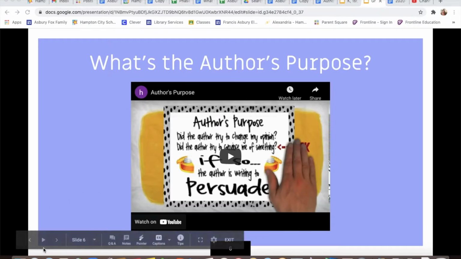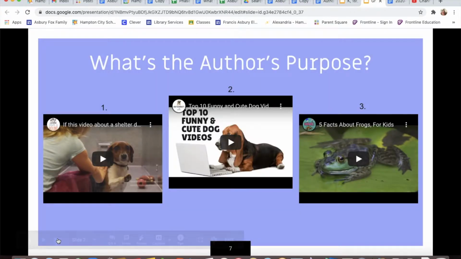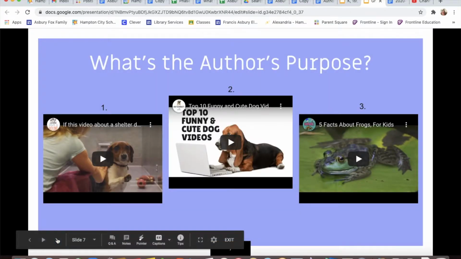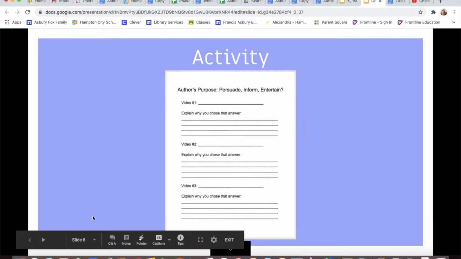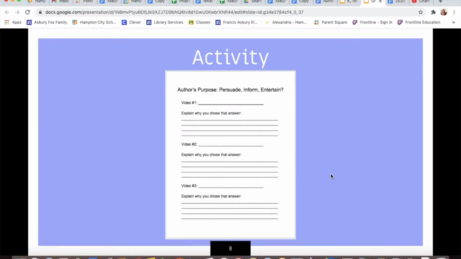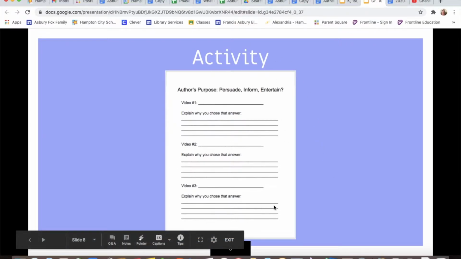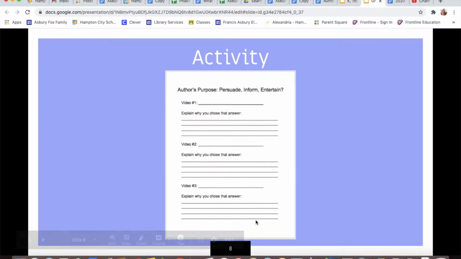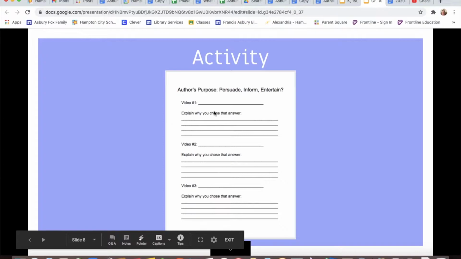Okay, good job, guys. Now what we're going to do, we are going to do an activity to try to determine the author's purpose. So what Miss T is going to do is I'm going to put this worksheet on the Google Classroom. If you are able to print a copy of this, then I would go ahead and use this for the activity. And if not, then you can just get your own piece of paper and you'd be able to write the same thing on your own piece of paper.